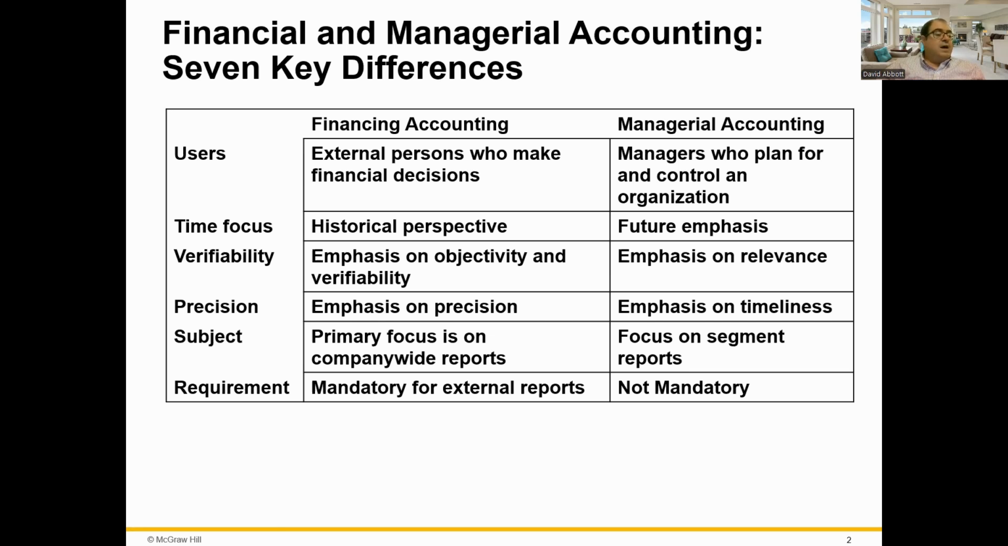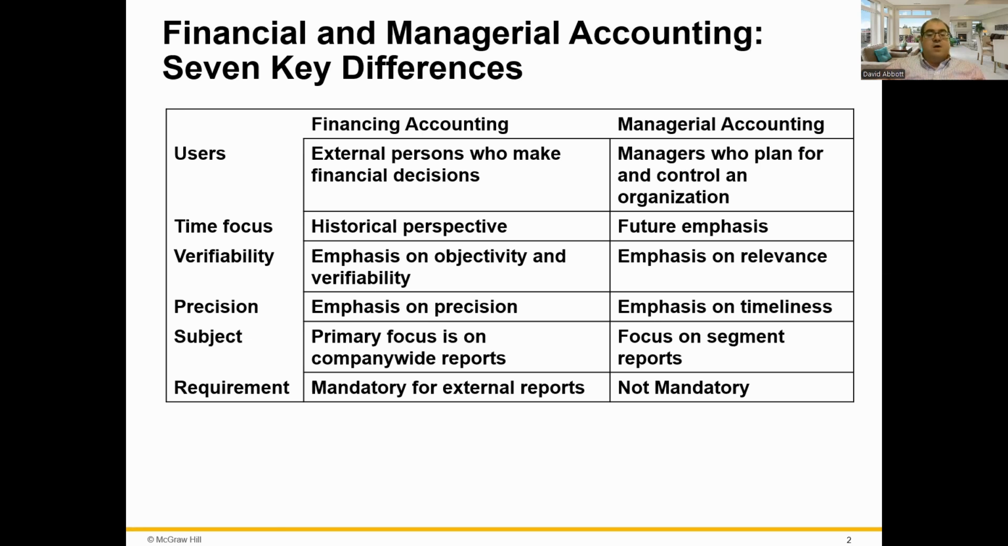Again, financial accounting was concerned with company-wide reports, whereas managerial accounting looks more towards different segments of the organization. A segment is a part or an activity of an organization for which managers would like cost, revenue, and profit data. So it might be product lines, sales territories, different divisions, different departments. That's what managerial accounting looks for, breaking it down for different areas within the organization.